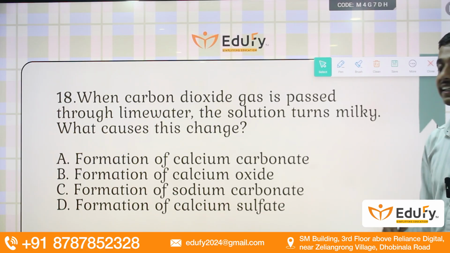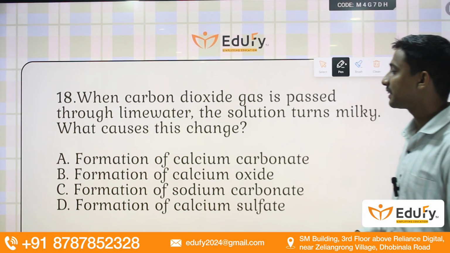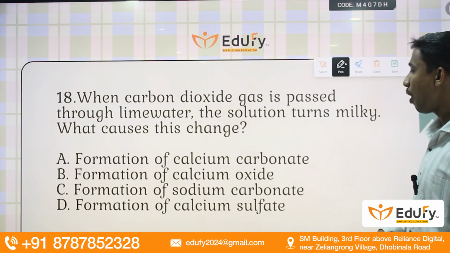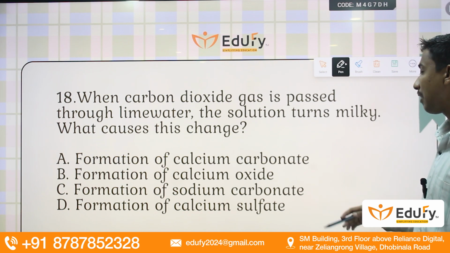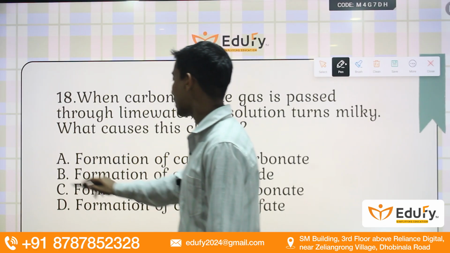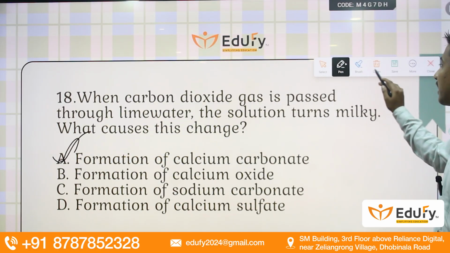When carbon dioxide gas is passed through lime water, the solution turns milky. What causes this change? Formation of calcium carbonate, formation of calcium oxide, formation of sodium carbonate, formation of calcium sulfate. So the correct option will be calcium carbonate. Okay, calcium carbonate. So option A will be the correct option.